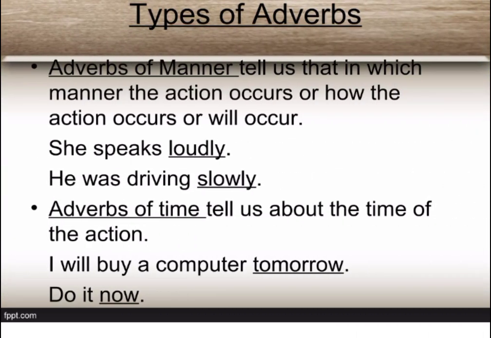Types of adverbs. Adverbs of manner tell us in which manner the action occurs, or how the action occurs or will occur. She speaks loudly. He was driving slowly. Adverbs of time tell us about the time of the action. I will be by a computer tomorrow. Do it now. Tomorrow and now are adverbs of time.